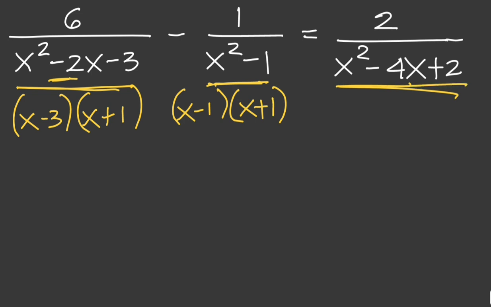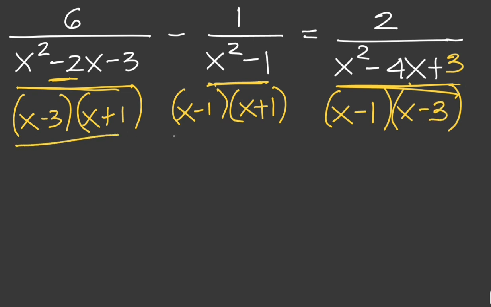And this one, x squared minus 4x plus 3, we can factor as, we look for factors of 2. Oh, sorry, this is supposed to be 3. So we look for factors of 3 that when we multiply them equal positive 3, and when we add them up equal negative 4. So we can use negative 1 and negative 3. Now we have these simplified denominators: x minus 3, x plus 1, and x minus 1.